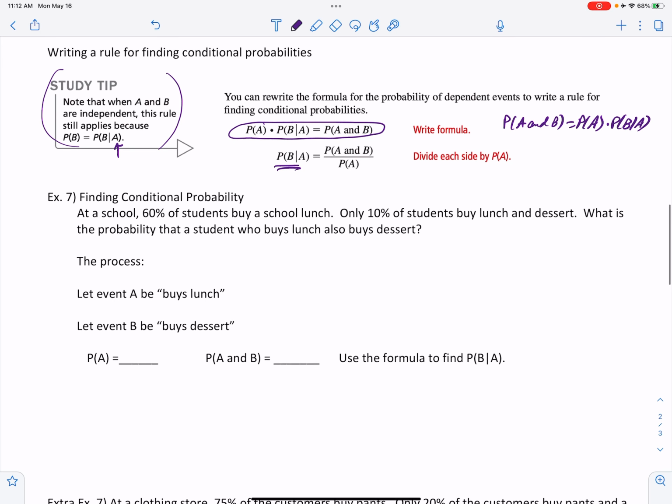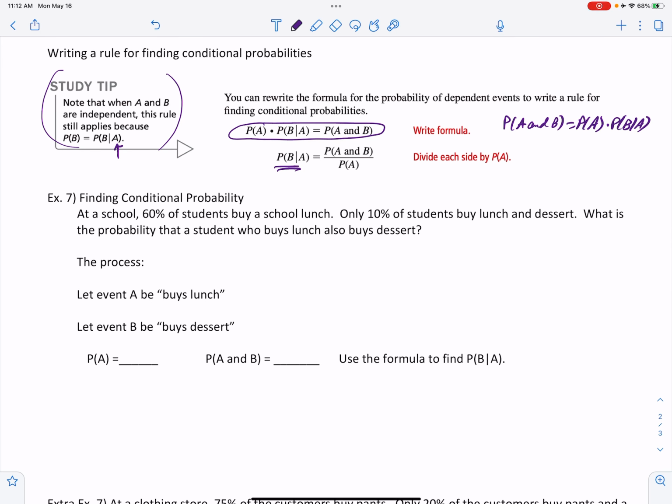Anyway, finding conditional probability. At a school, 60% of students buy a school lunch, only 10% buy lunch and dessert. What is the probability that a student who buys lunch also buys dessert? So this is the given, that they buy lunch. So that is going to be your event A. That's the process that you want to pick. And then given that they buy lunch, that they also buy dessert, so event B is buys dessert.